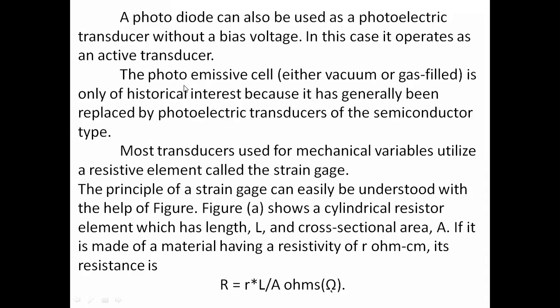An example of the photoemissive cell is the photomultiplier tube. You may know this photomultiplier tube. In it, we have some gas filled or a vacuum is created. Whenever light falls on a cathode, some electrons will be emitted, and these electrons will be collected by diodes having a higher positive potential.